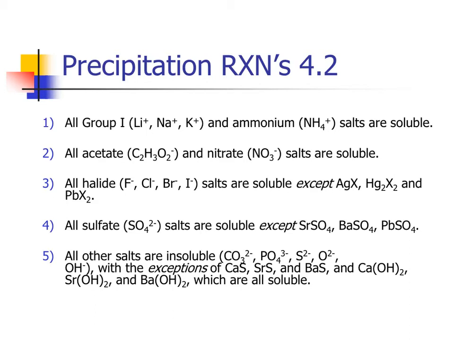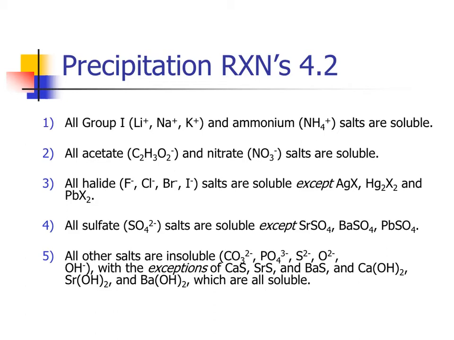And so if we see a compound on the product side, and this is really where we're looking to hopefully identify something, if it starts with a group 1 or ammonium, it is going to be soluble, meaning it's going to be aqueous. It is not going to form that precipitate.